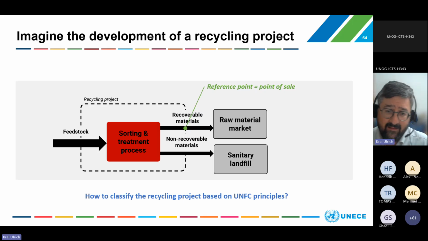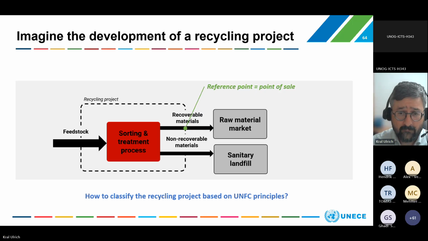And I highlighted the recoverable material flows because typically this is the reference point for the UNFC. So the UNFC reports recoverable quantities, and these recoverable quantities are usually located on the output side of the sorting and treatment process. So typically, it's the point of sale. The question is how to classify this red-colored box. It means how to classify the recycling project based on the UNFC principles.